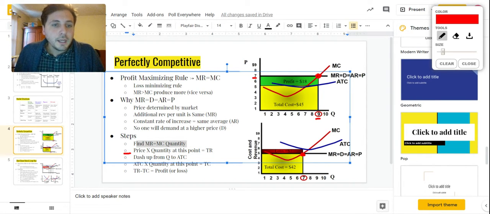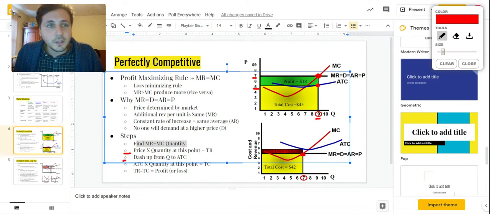Okay. Then I have to find total costs in order to identify profit or losses. So my total costs, I dash up until I hit ATC. That's going to give me my average total cost of this unit, which here is 5. So 5 is my average total cost. How do I find total cost? I take my average and I multiply it by my quantity. So my average cost is $5 per unit. My quantity is 9, so my total cost is $45.